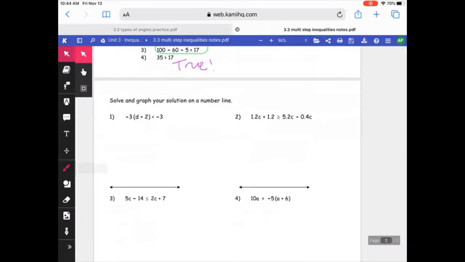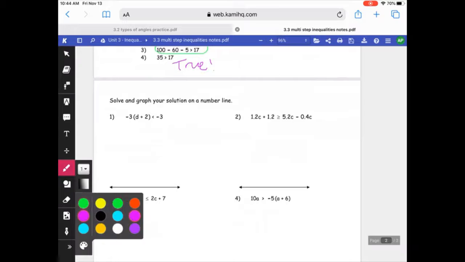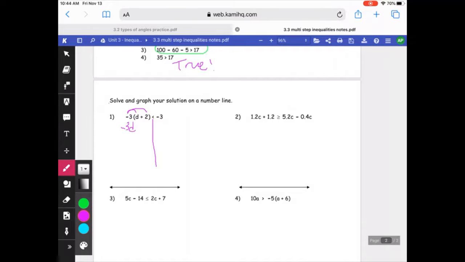Okay? So now, let's take a look at number 1. We're going to do 6 examples together. Number 1, we have negative 3 times d plus 2 is less than negative 3. So what we're going to do is we need to simplify both sides first. The right is only negative 3, so there's nothing to simplify there. On the left, we're going to do the distributive property. So negative 3 times d gives us negative 3d. And negative 3 times positive 2 gives us minus 6.